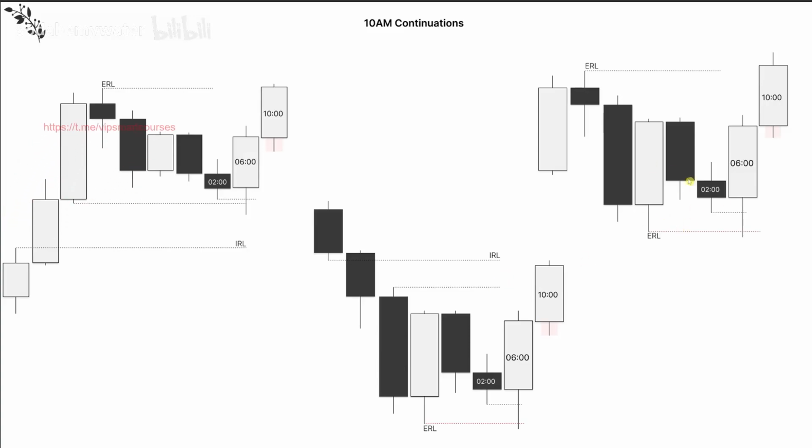On the top right, we have a similar example, but we have 6 a.m. manipulating this external range low, expands away, and then doesn't reach this external range high. So then 10 a.m. opens low and expands right to it.